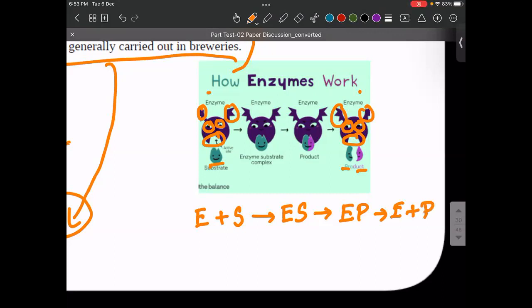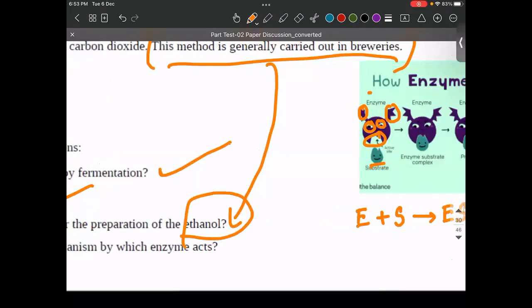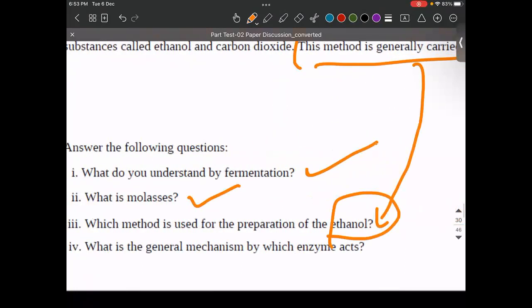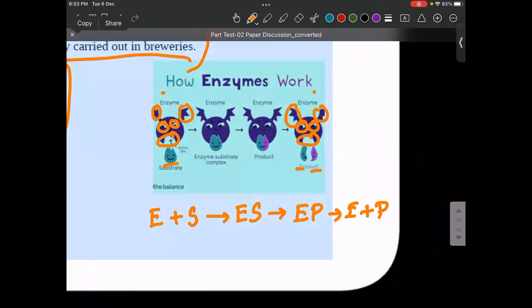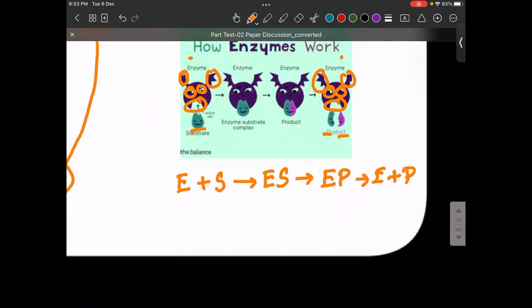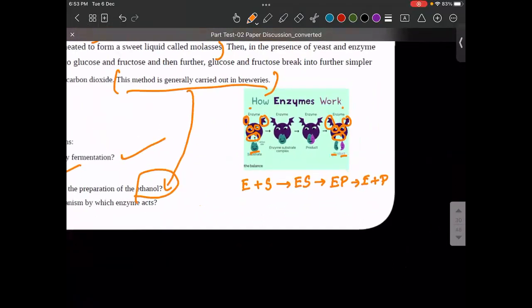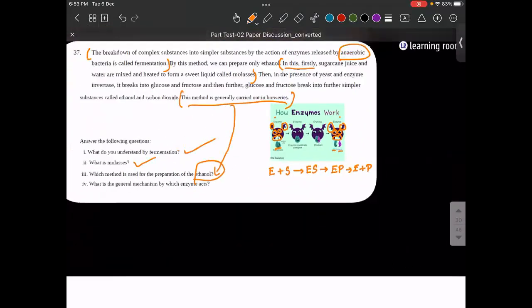The direct answer for the question is this one. Enzyme. This is the question: what is the general mechanism by which enzyme acts? Enzyme binds with the substrate. It forms enzyme substrate complex, and then it forms enzyme product complex, and finally enzyme comes off the reaction by producing the product. This is the simple direct answer. And there is one technical and indirect answer also, which is good for you to know.